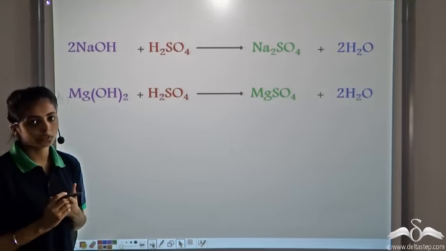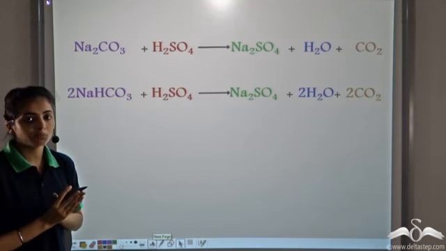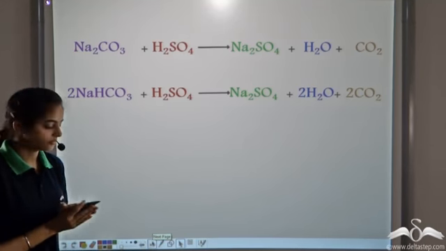Whenever you see a carbonate or a bicarbonate, be sure that it always releases carbon dioxide gas whenever it reacts with an acid. In this case, we have sodium carbonate and sodium bicarbonate. So when they react with sulfuric acid, they form the corresponding salts, water, and they release carbon dioxide gas.